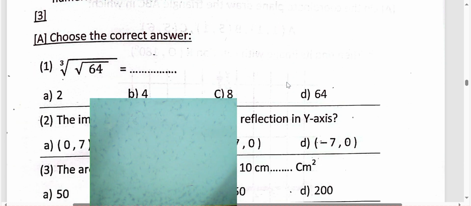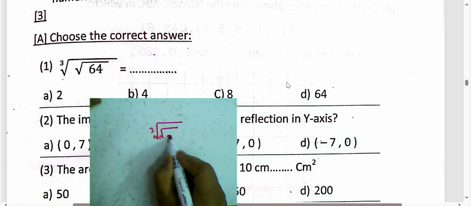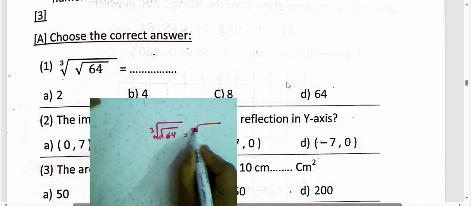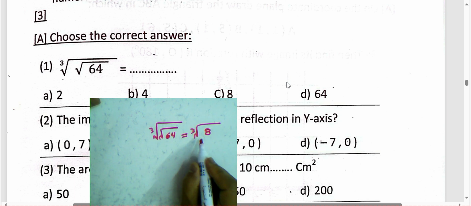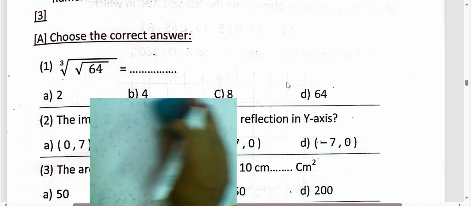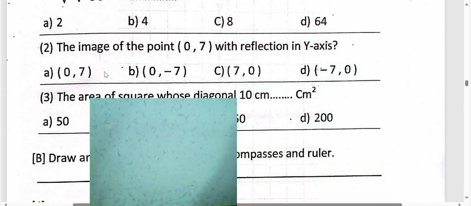Next question. Choose the correct answer. Cubic root of square root of 64. The square root of 64 equals 8, since 8 times 8 is 64, and the cubic root of 8 will be 2. And the result will be 2. The image of the point (0, 7) with reflection in the y-axis.